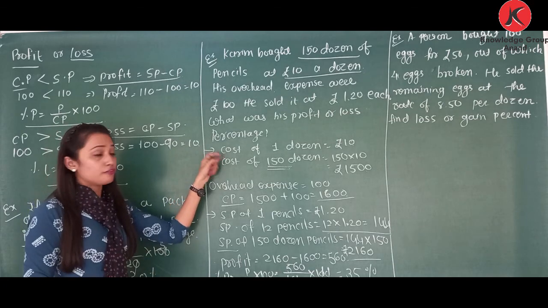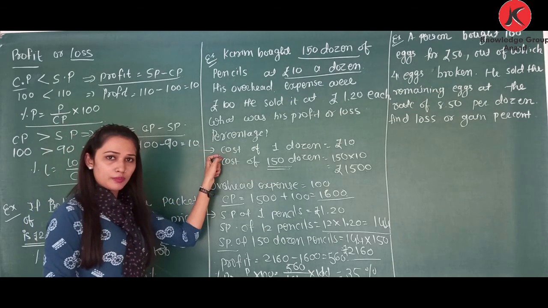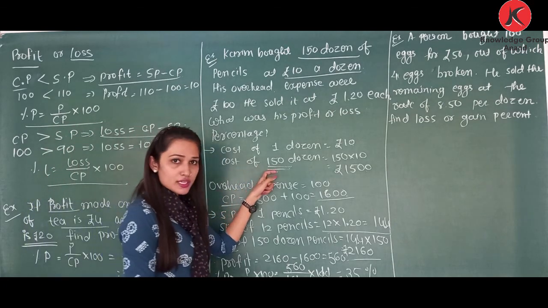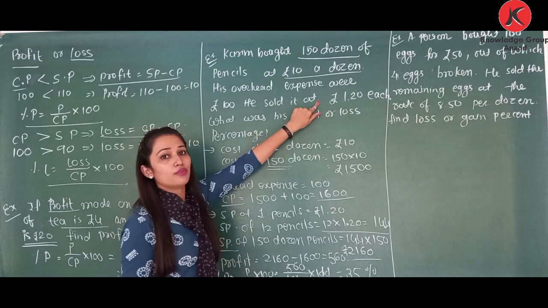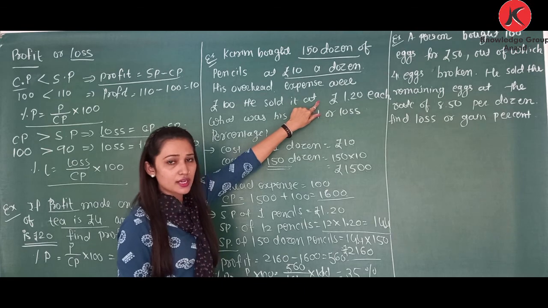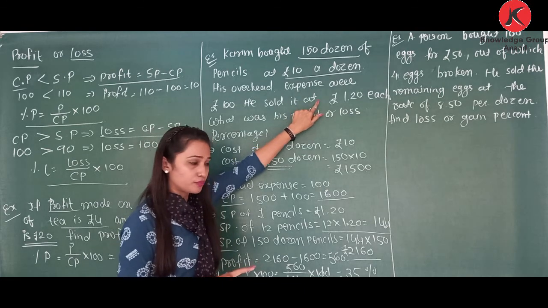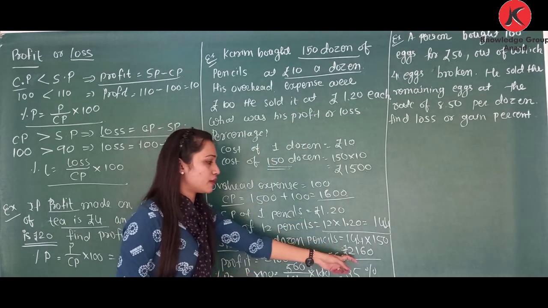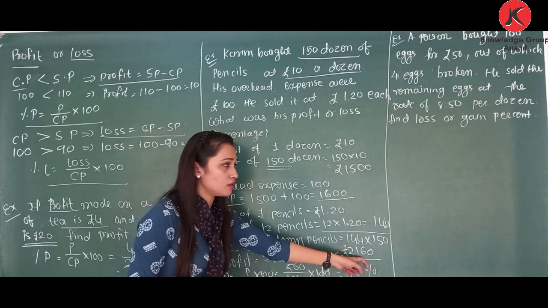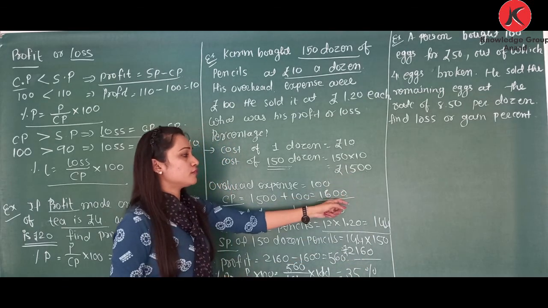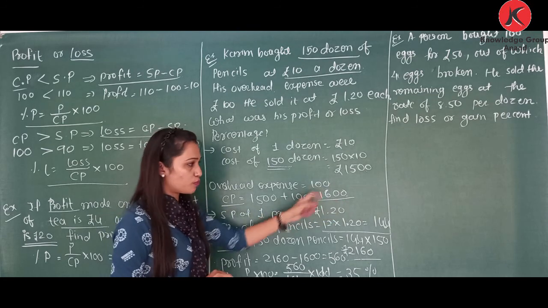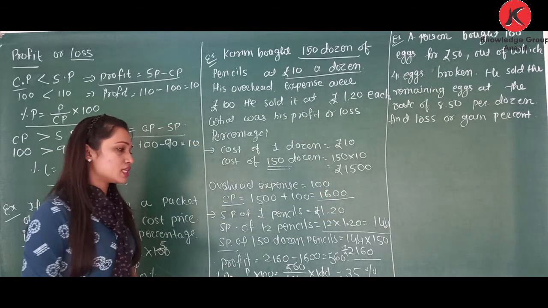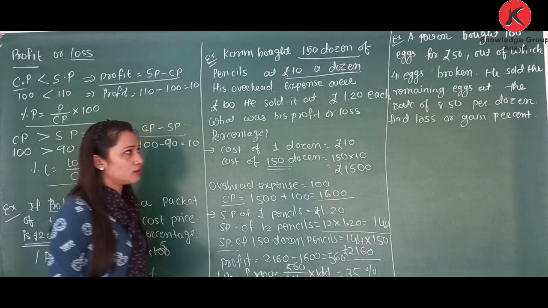Here the cost of 1 dozen is given. We find the cost of 150 dozen. The selling price of 1 pencil is given. From that we find the selling price of 1 dozen, and after that 150 dozen. So we get the selling price of 150 dozen as 2160, and the cost price is 1600. So it is a profit. Profit is 35%. Clear? Now next one.